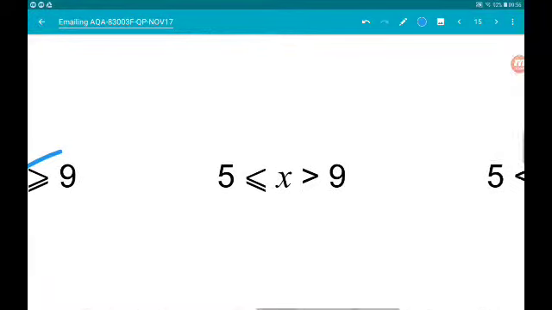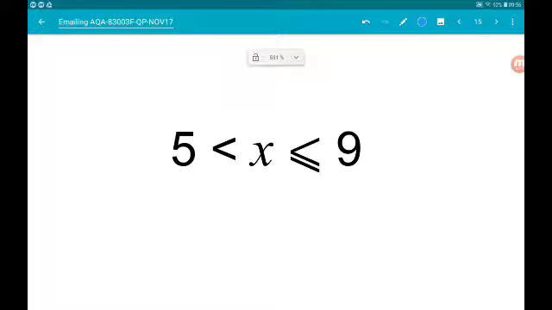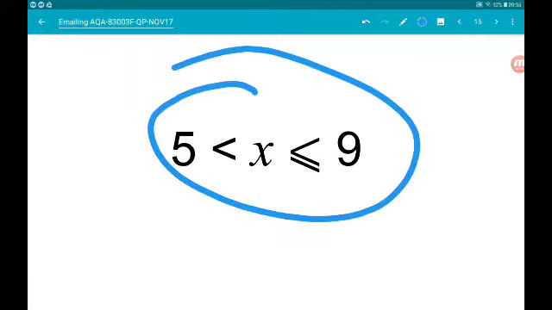Okay, can't be this one, because this is trying to tell us that x is greater than or equal to 5, but also greater than 9, so it's not that. So, this one is our guy. x is greater than 5, but less than or equal to 9. Cool.